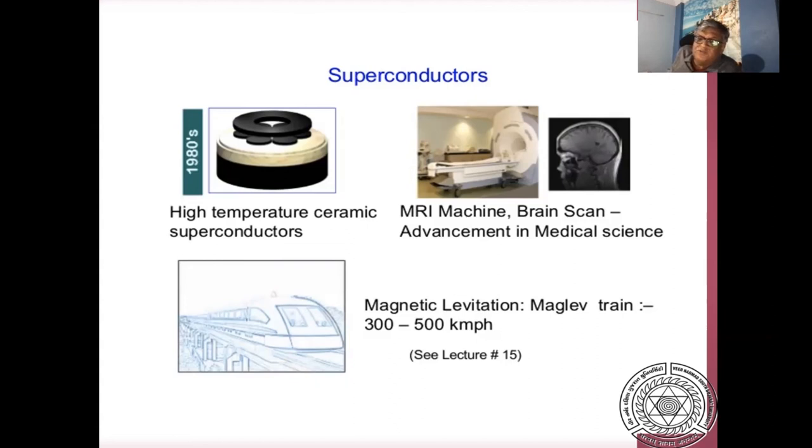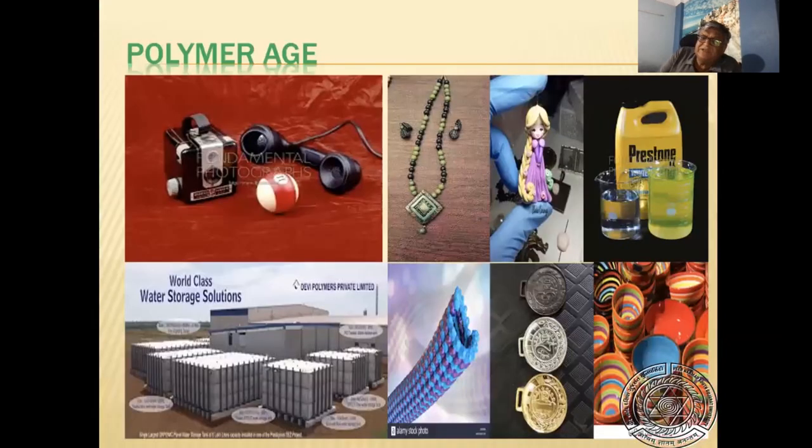You can see that superconductors are widely used in MRI machines. They are useful for brain scans. They are also useful for the maglev train. This was developed within about three decades, and there is huge development in the superconducting industries and the fabrication of superconducting materials.